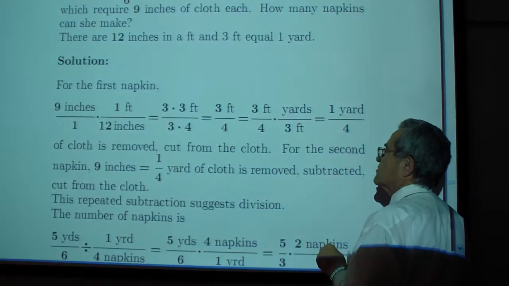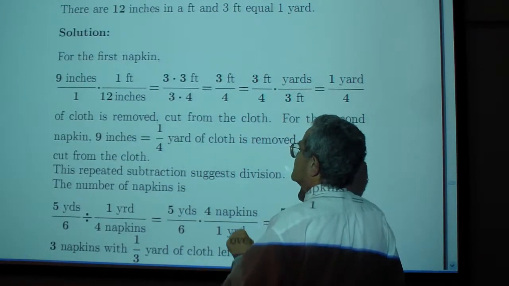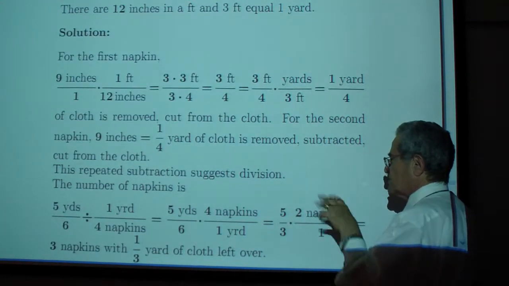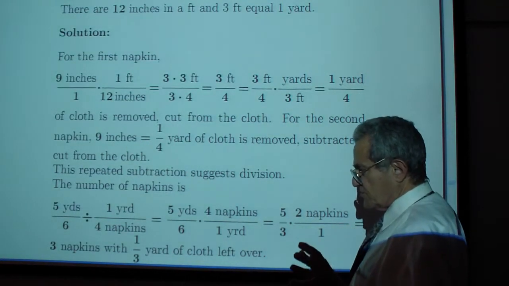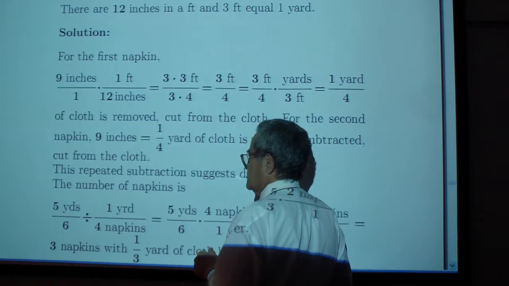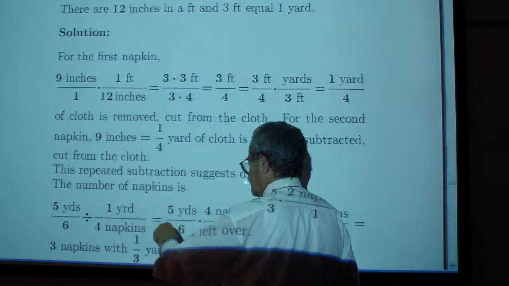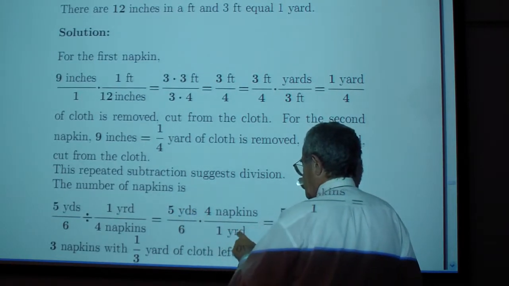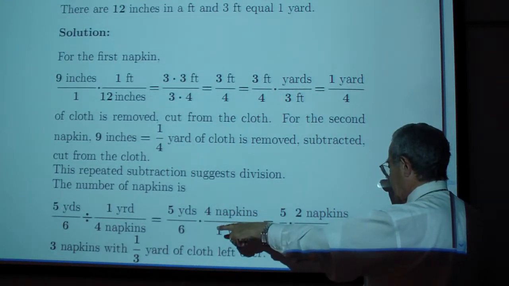Take 1/4 of a yard away from the original 5/6, and take another 1/4 yard away from the remainder, and so on. Keep taking away 1/4 yards. Each time you take 1/4 yard away, you can get a napkin. So repeated subtraction is division. Divide 5/6 yards by 1/4 yard per napkin. Divide by a fraction, multiply by the reciprocal of the fraction. The yards drop out, you're left with napkins, and the arithmetic shows you that you get 3 napkins.